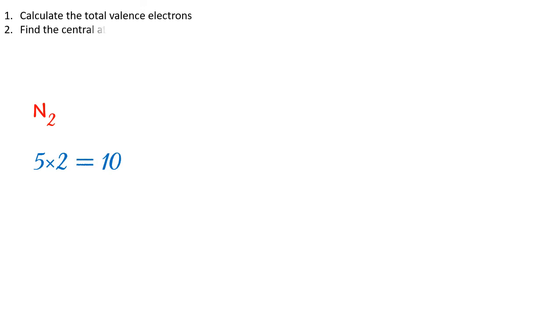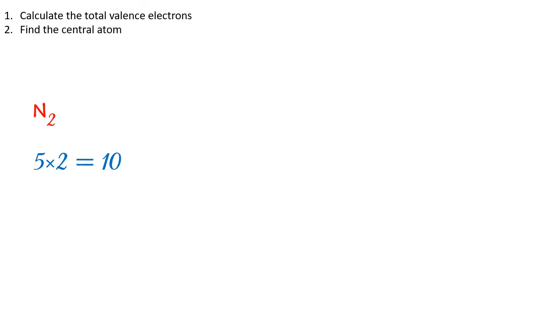Okay students, here is a question. Can we use the same 5 steps for diatomic molecules? Yes, why not? So let's use these 5 steps for the nitrogen molecule N2. Okay, calculate the total valence electrons. Nitrogen is present in group number 5, so 5 valence electrons. How many atoms? 2 atoms. So 5 multiplied by 2, total 10 valence electrons. Okay, find the central atom.